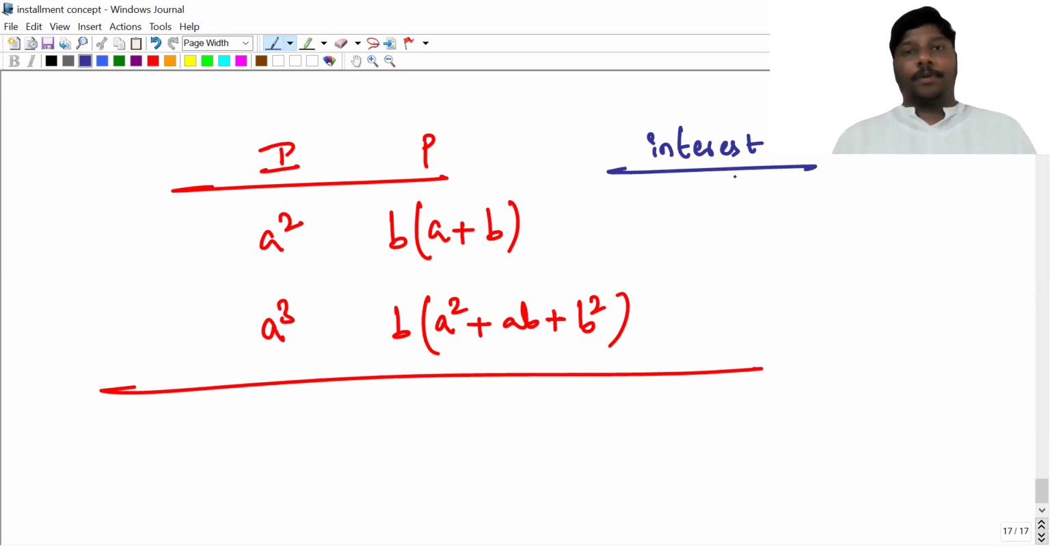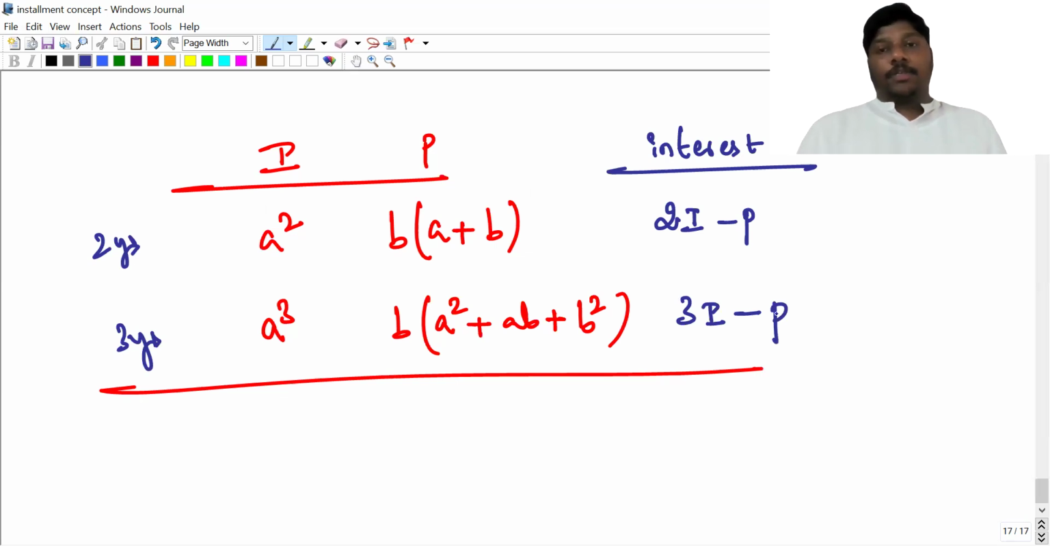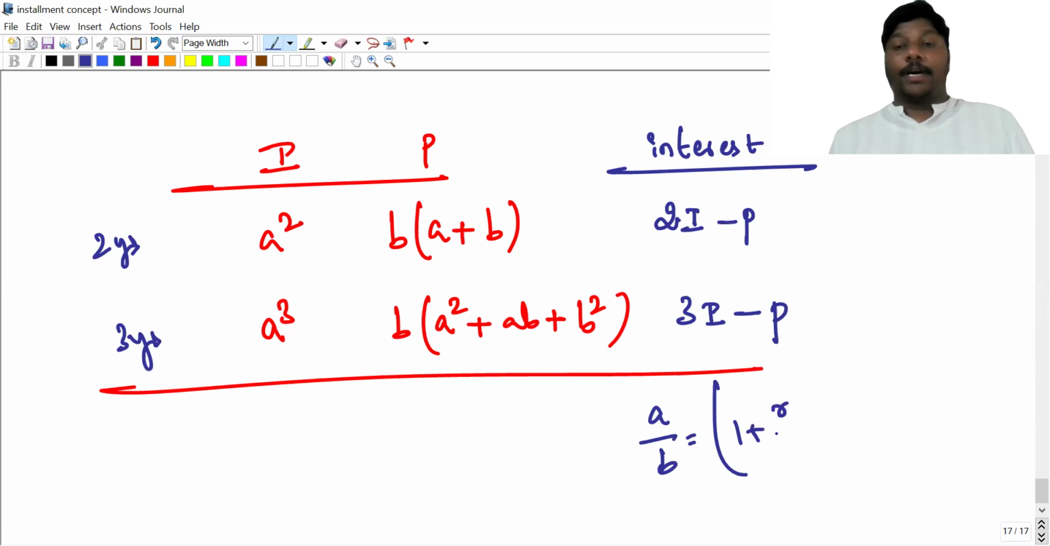see, interest is nothing but how many installments you paid minus your principal. Each installment is I, right? 2 years means you are paying 2I, you take out the principal. For 3 years, your total installments is 3I you paid minus the principal. So 2I minus principal, I'll get the interest. 3I minus principal, I'll get the interest. So this is how you need to do it. But first convert. What is a by b? a by b is 1 plus R by 100.